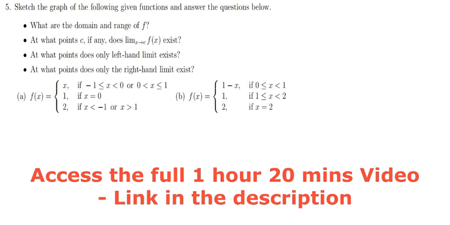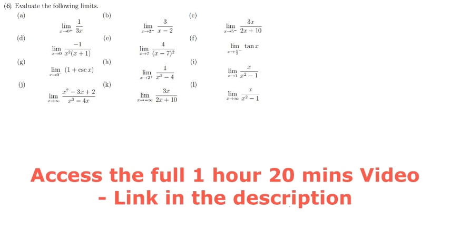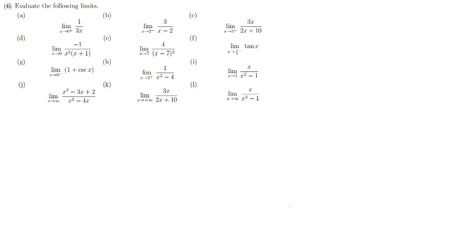So we have question 5. Sketch the graph of the following given function and answer the questions that follow. What are the domain and range of f? At what point c, that is part B, if any, does the limit exist? At what point does only the left-hand limit exist? At what point does only the right-hand limit exist? So we have the last question, which is to evaluate the following limits.